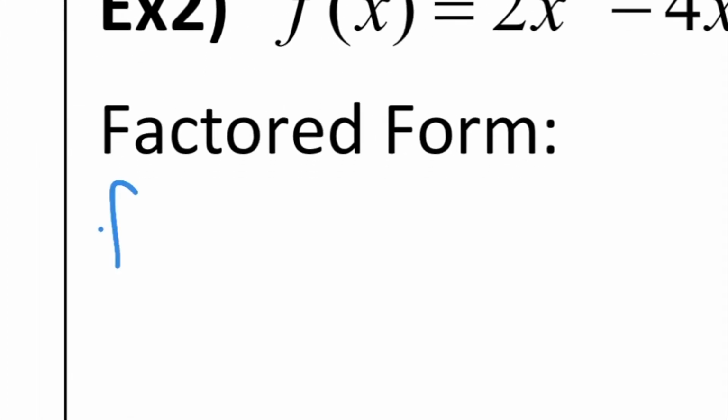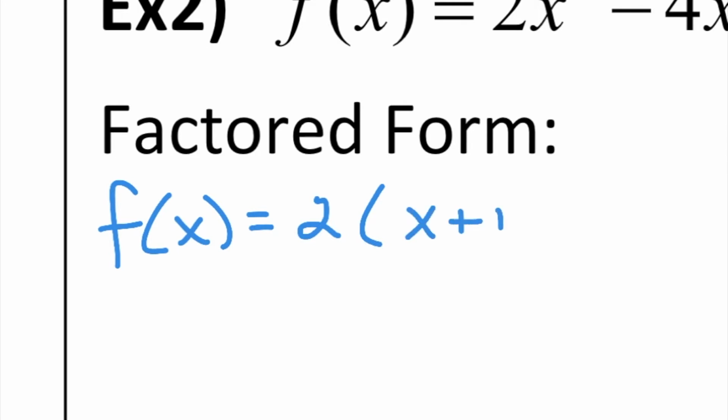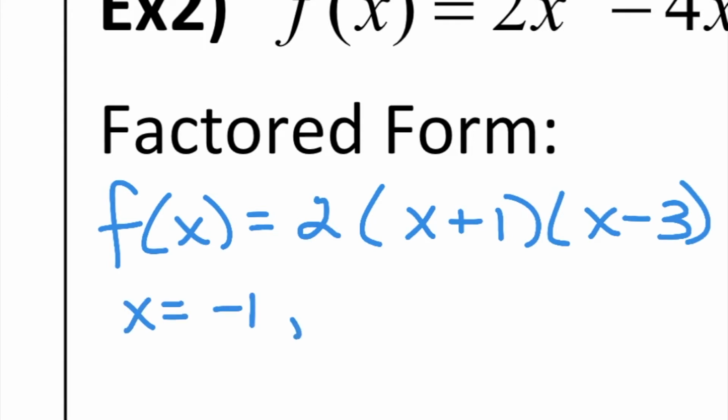And you should have gotten f of x equals 2, and you still have to keep the 2 written in the front, times x plus 1 times x minus 3. Your x-intercepts are -1 and +3. Remember that the 2 doesn't have a variable attached to it, so it can't be equal to 0. But the x plus 1 gives us an x-intercept of -1, and the x minus 3 gives us the x-intercept of 3.